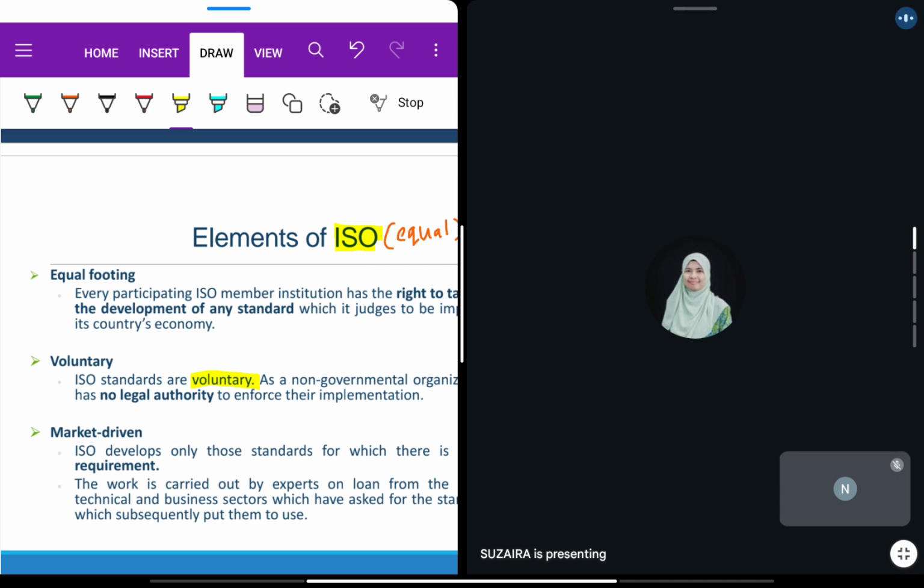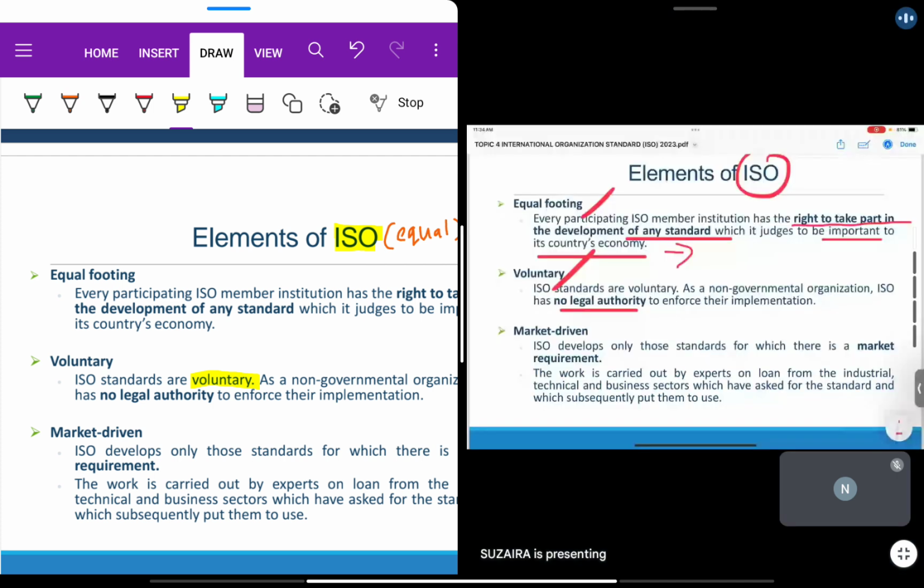There is no one to enforce the implementation, unlike halal. If you claim that food to be halal, you need to have the logo and you need to have the certificate. Number three is market driven.